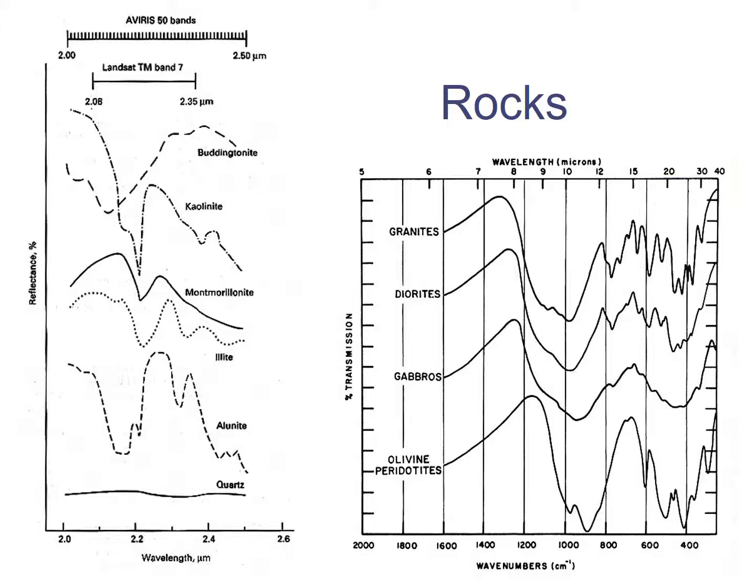We're looking at AVIRIS, which is a satellite that collects 50 different bands of information, and we're looking at a range here of about 2 to 2.5 micrometers. Percent reflectance along the x-axis, and we have different geologies: quartz, alunite, illite, montmorillonite, kaolinite, and buddingtonite.